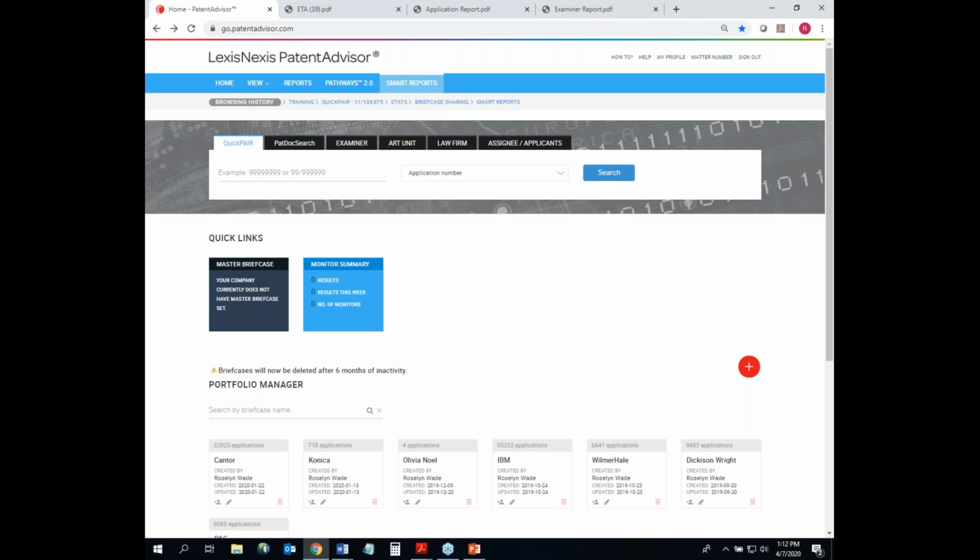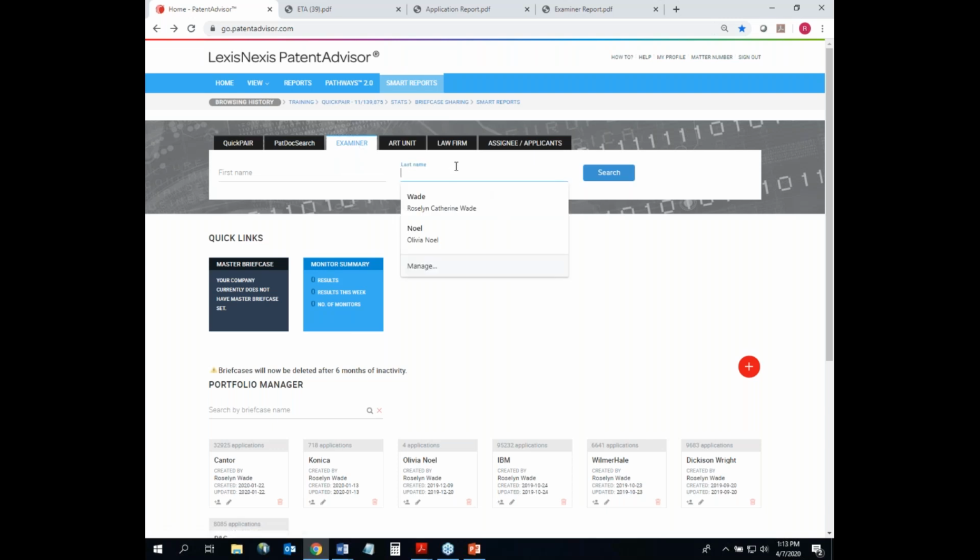One of the questions that has been asked: are all of these features that I showed today included in my subscription? Yes, absolutely. Anyone that has access to PatentAdvisor will have the option of being able to search in QuickPair and run that application report. For an examiner, you will have access to both the examiner report as well as all of that great information for ETA.